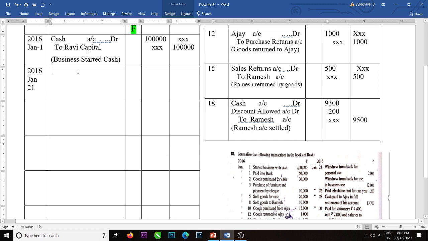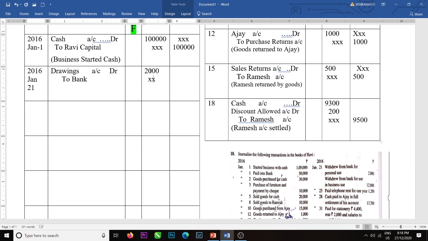So, withdrew from bank for personal use. Whenever you see the transaction is personal, we have to write drawings. Drawings account debit to bank account. From where it was withdrawn? Bank. So the amount is 2,000. Debit, credit nil amount. Credit amount is 2,000. Amount withdrawn from bank.